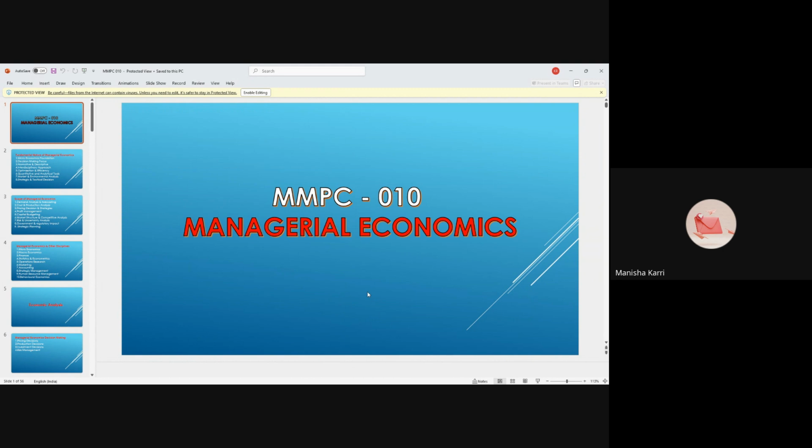In this process, there are some elements that will be included, like demand analysis and forecasting, production and cost analysis, and pricing decisions. Next, profit maximization and profit management, risk analysis, and capital budgeting. All these elements will be included in taking the decision. Okay, this is managerial economics and its introduction.